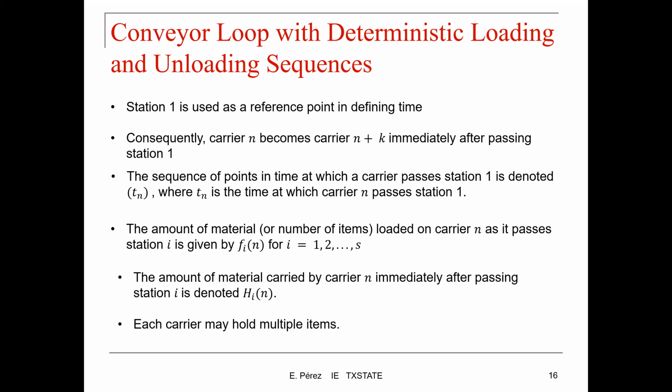The amount of material or number of items loaded on carrier n as it passes station i is given by the function f_i of n, for i equals 1, 2, up to S. Remember, i is the station, and we have S number of stations. The amount of material carried by carrier n immediately after passing station i is denoted by h_i of n. Each carrier may hold multiple items.